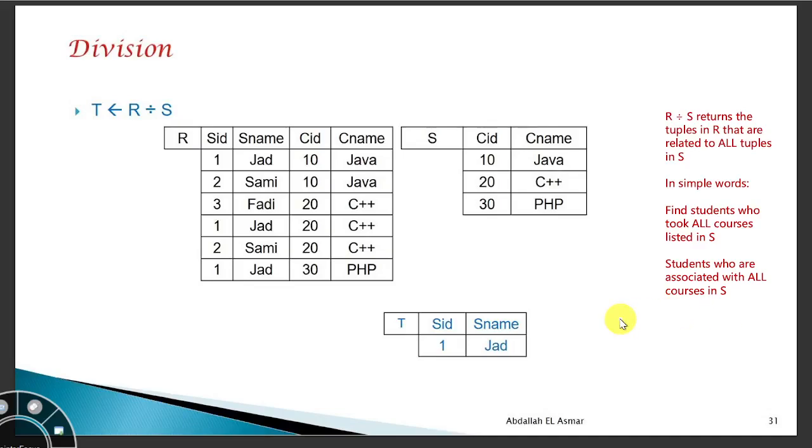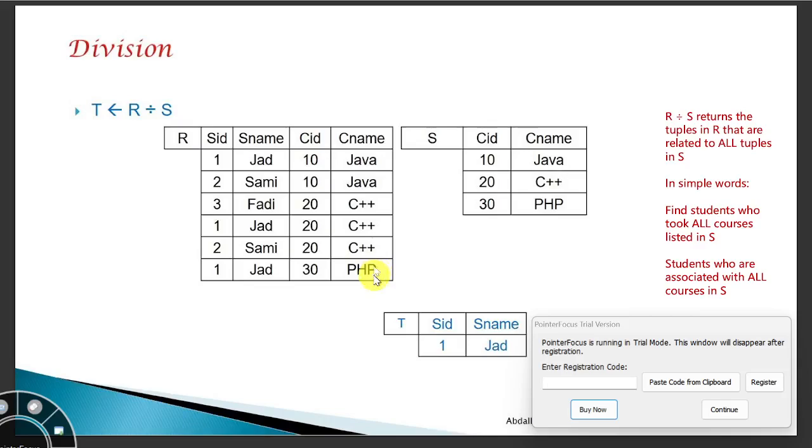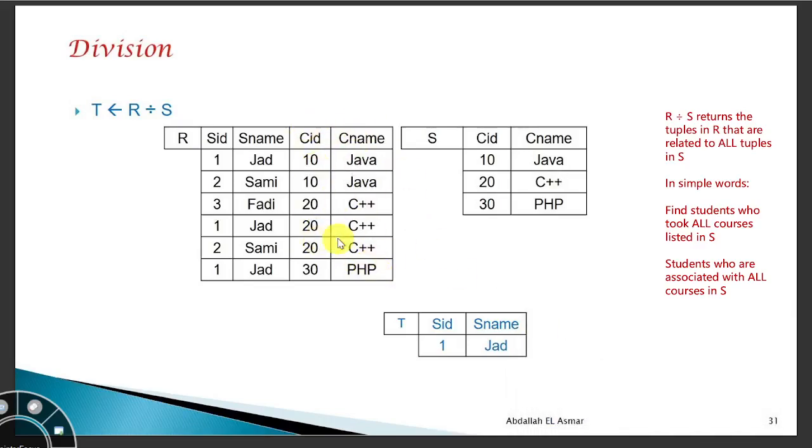This is an example. As you see here, this is R: SID, SName, CID, CName. Numbers, varchar, numbers, varchar. And as you see here, S is CID and CName. And as you see, CID, CName, so S is a sub part from R, right? So here I note something important.